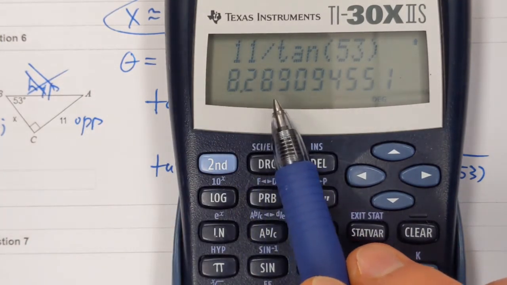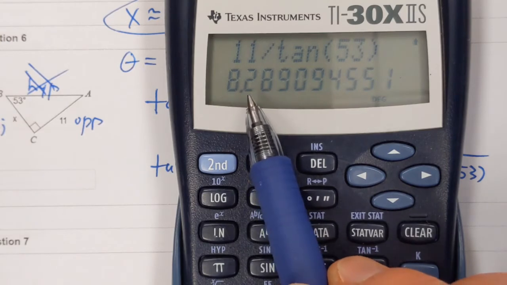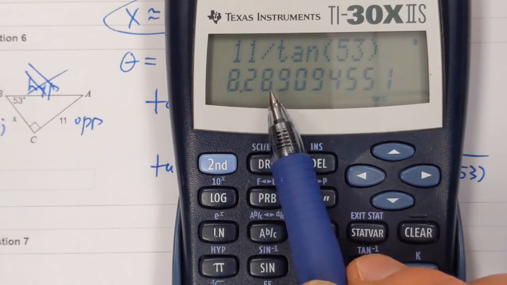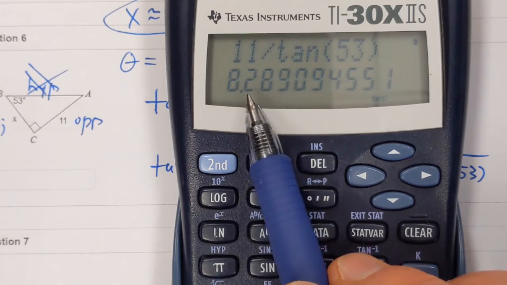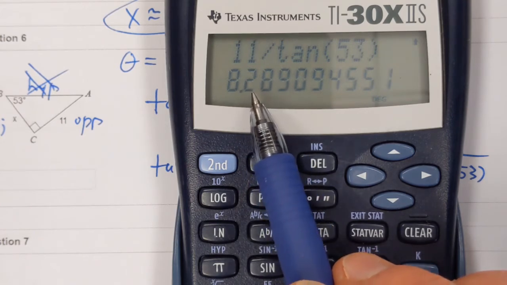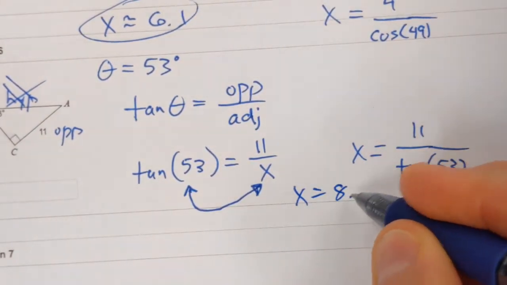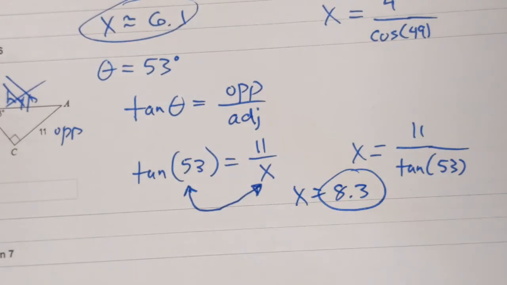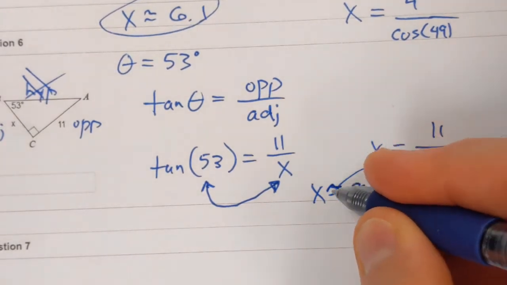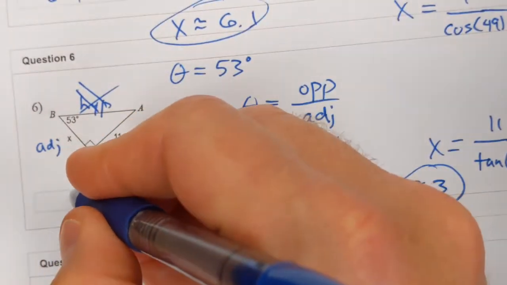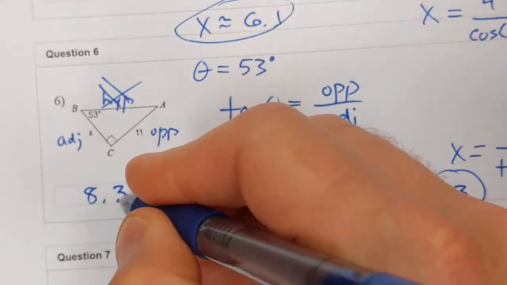So it's 8.289. We're going to round to the nearest tenth. So I'm going to take this 2, and I'm going to look at the number to its right. Since this number to the right of the 2 is 5 or greater, that means we're going to round the 2 up to a 3. And this is going to be 8.3. It is an irrational number, but the directions are very clear. We're just allowed to round this to 8.3.